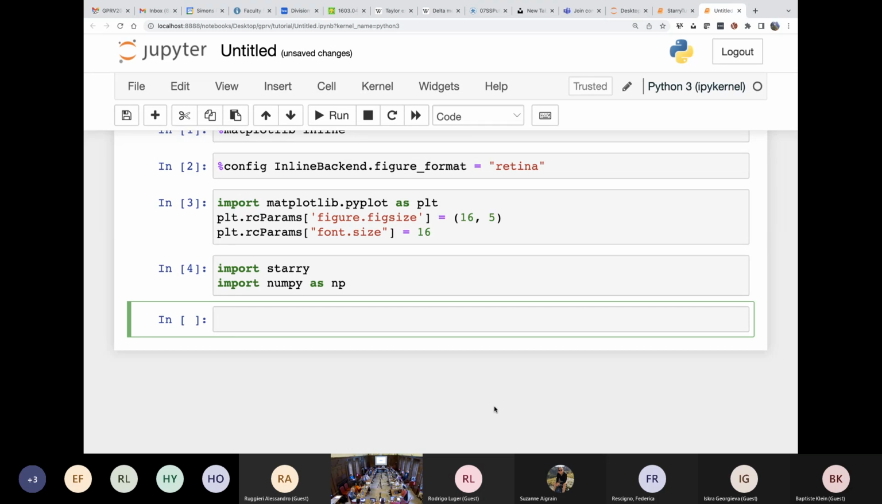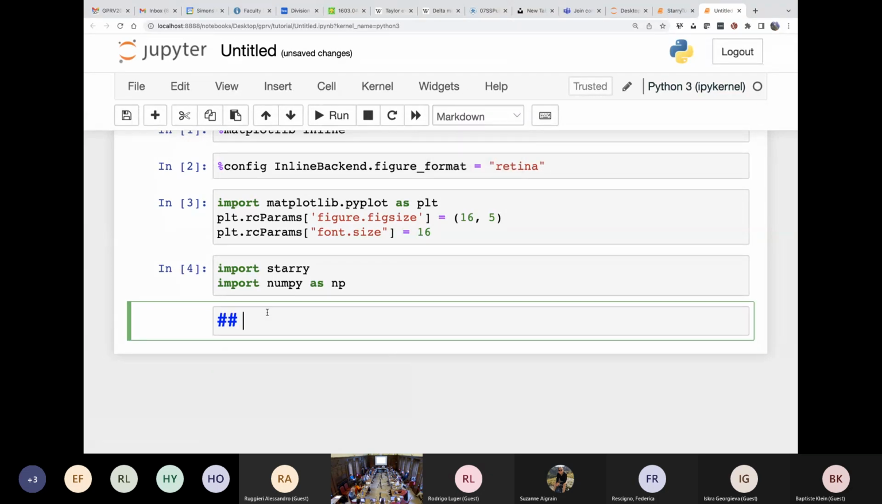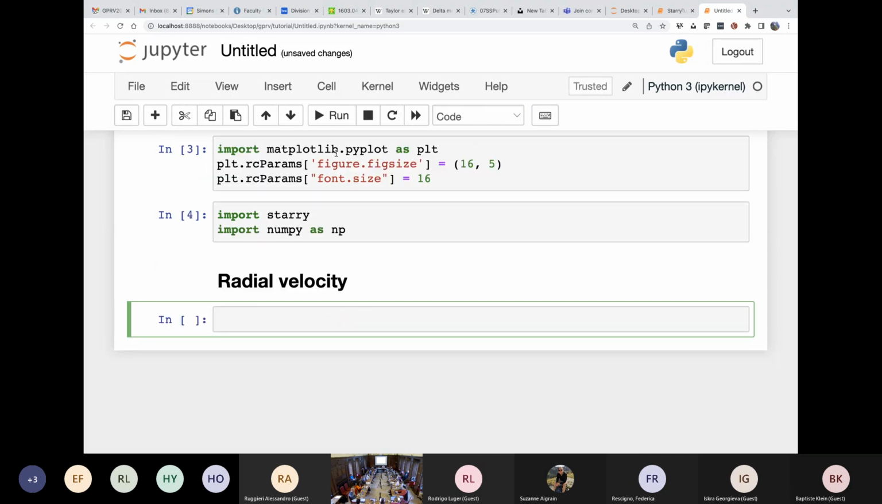That's okay. So Starry can model photometry, but also spectroscopy. So let's start with talking about radial velocity maps, which is fairly new in Starry, and it's more pertinent to here. So what I'm going to do is create an RV map, and that is just a starry.map object.